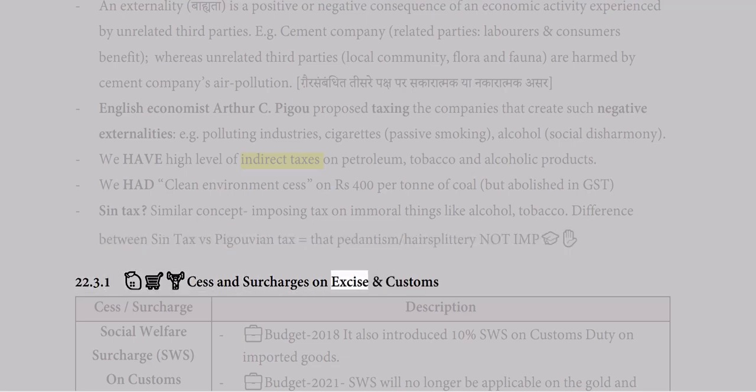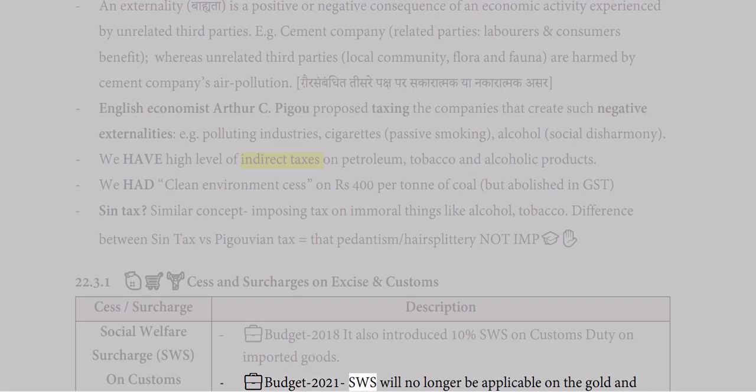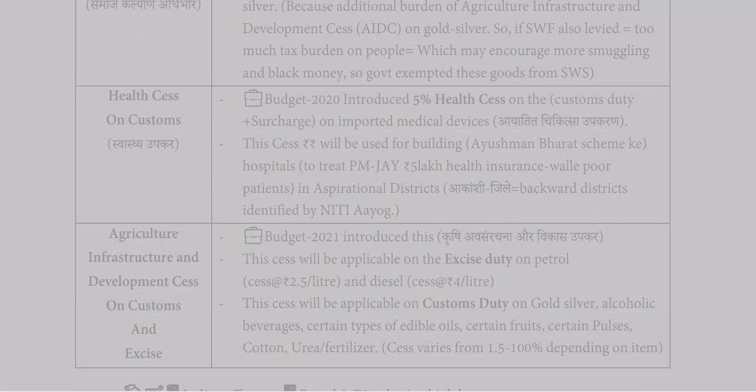Cess and surcharges on excise and customs. Social welfare surcharge, SWS, on customs. Budget 2018 introduced a 10% SWS on customs duty on imported goods. Budget 2021: SWS will no longer be applicable on gold and silver because of the additional burden of the agriculture infrastructure and development cess, AIDC, on gold and silver. If SWS were also levied, it would mean too much tax burden on people, which may encourage more smuggling and black money, so the government exempted these goods from SWS.